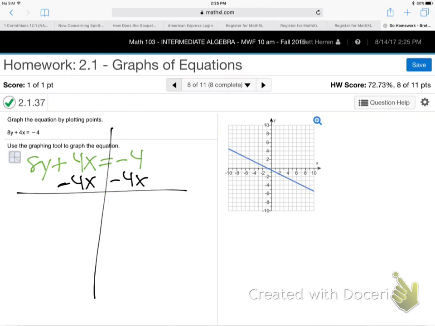So subtract 4x from both sides. Subtract 4x. Those drop out. Then we get, bring this down, 8y. Last step to get y alone: divide through by 8.